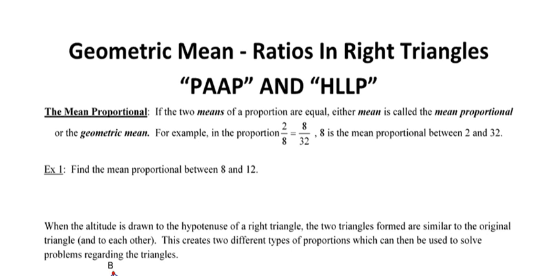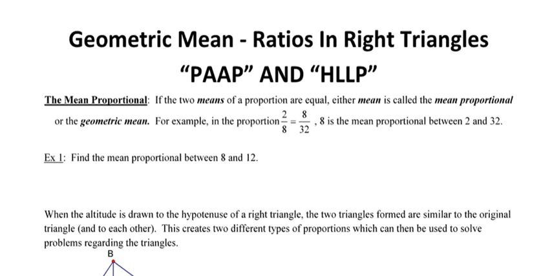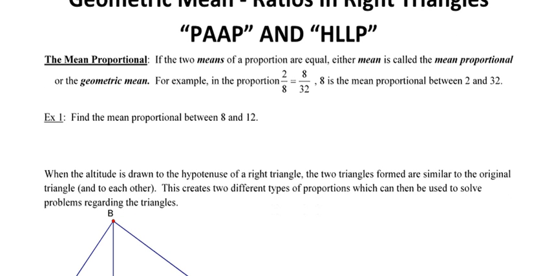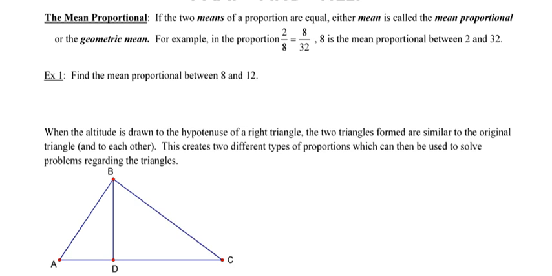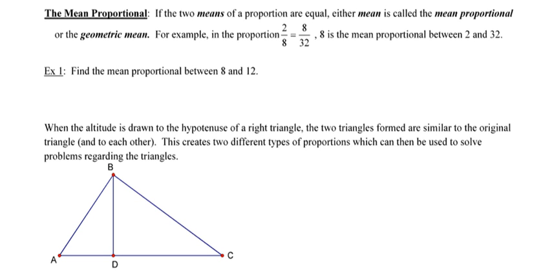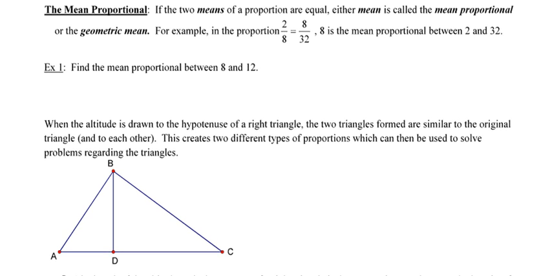In this video, you're going to be introduced to something called the geometric mean and taught how you can use it to solve problems involving altitudes in right triangles. Now, first of all, we have to talk about this new word, mean proportional. Mean proportional means the same thing as geometric mean, and it's really a fairly simple concept that sounds more difficult than it is.